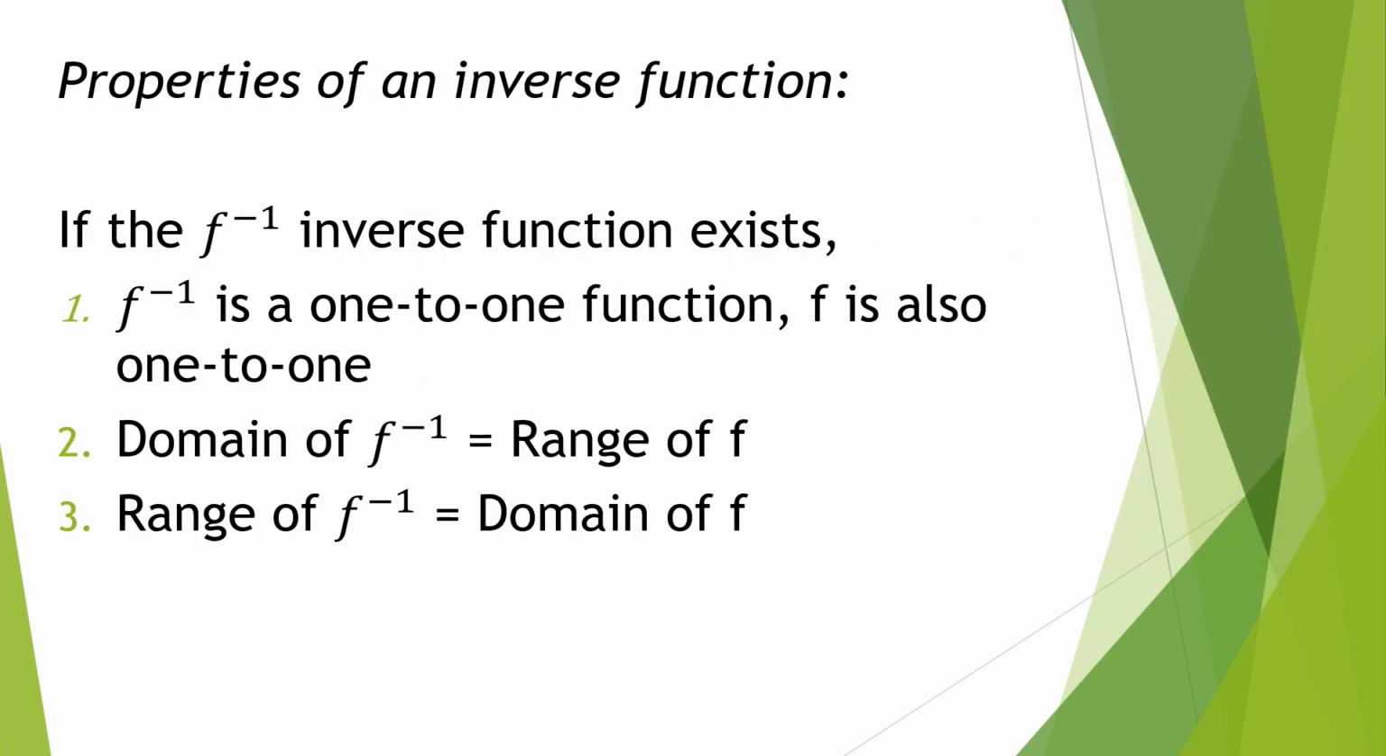Now, we have here the properties of an inverse function. If the inverse of the function exists, meaning the inverse is a one-to-one function, then the original function f is also one-to-one. So when the inverse is one-to-one, we can conclude that the original function is also one-to-one. The inverse of a one-to-one function is a one-to-one function, and the inverse of a many-to-one function is one-to-many, wherein one-to-many is not a function.